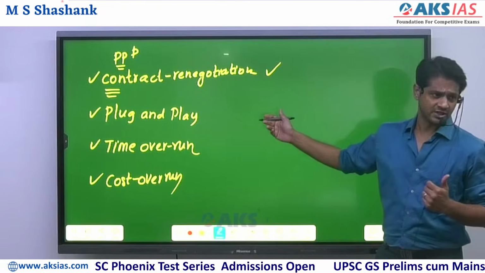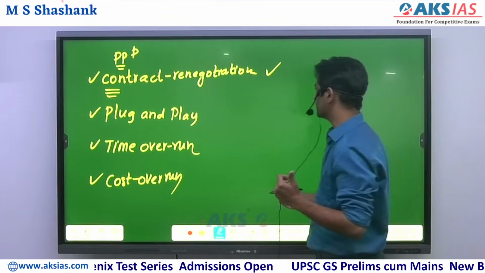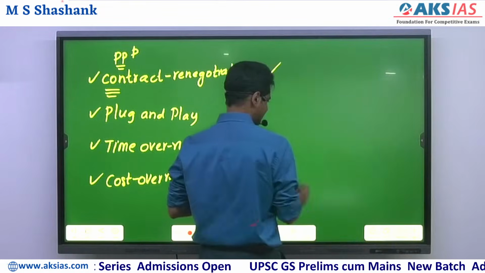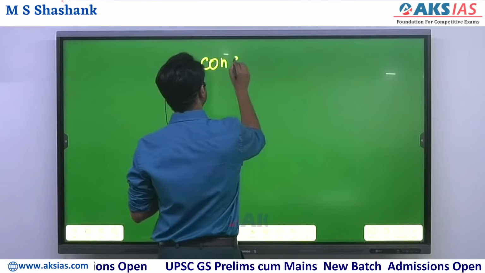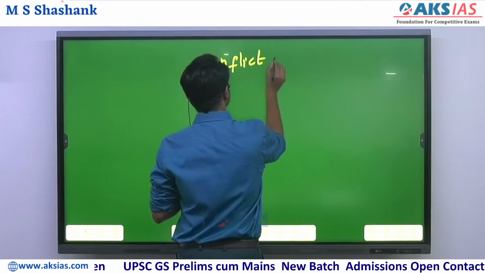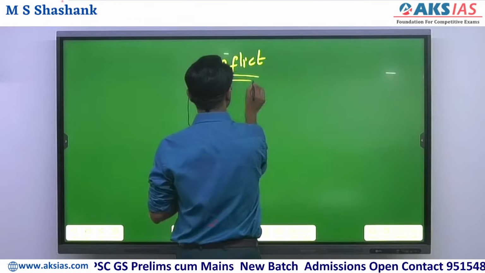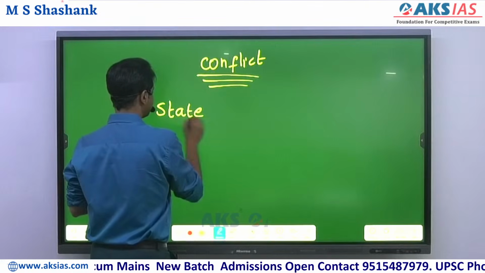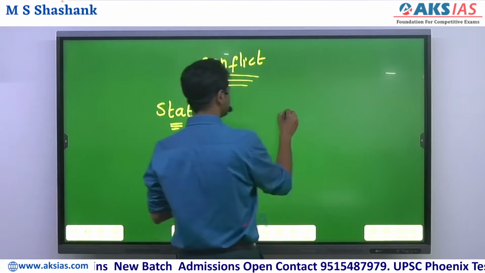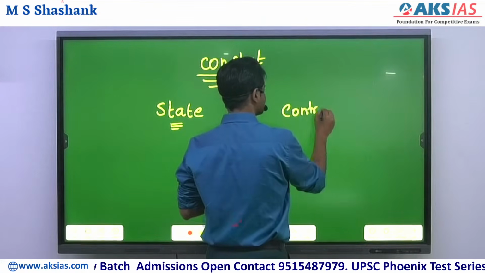Contract renegotiation. One of the biggest problems with public-private partnerships is the conflict. Conflict between whom? State and contracting agency.